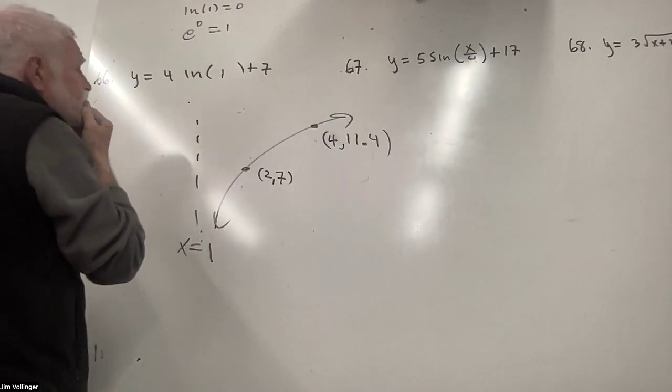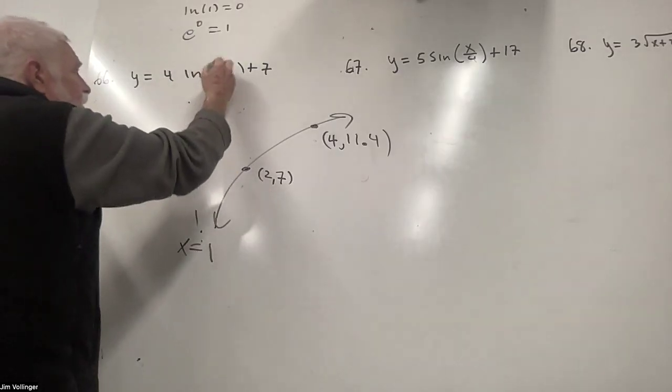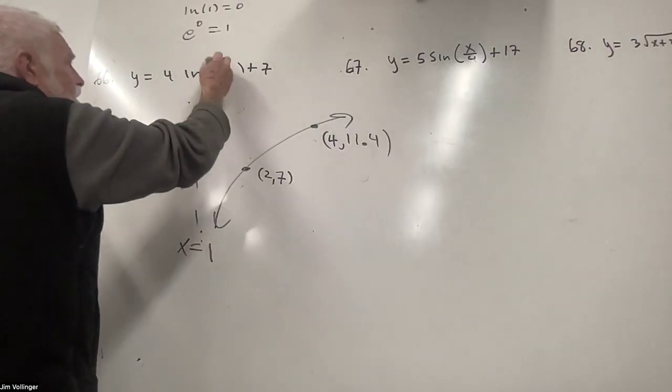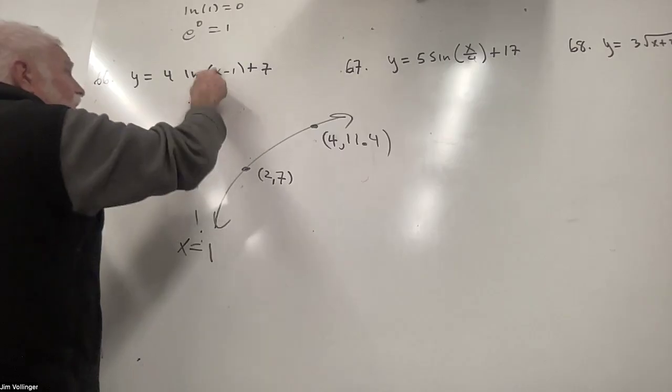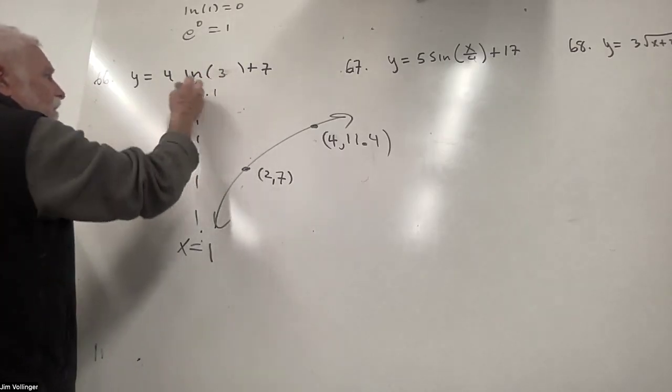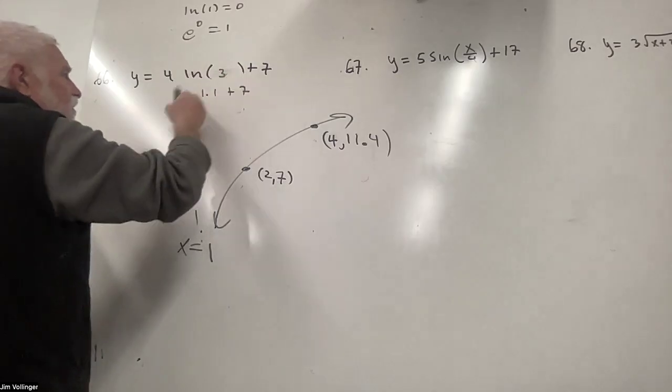Yeah, and sure looks like if I put 3 in here, right? Of course, I want 3. So it's, remember, it was x minus 1. So I need 4 in order to create this. And this is 1.1 times 4 plus 7. I think I can do that in my head.